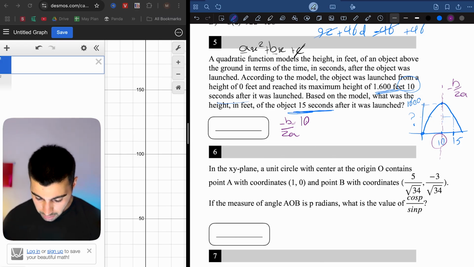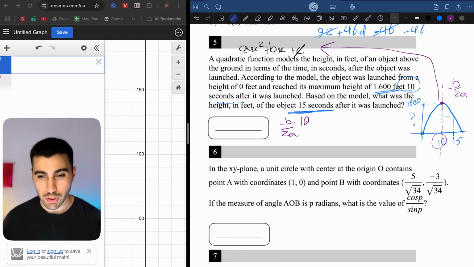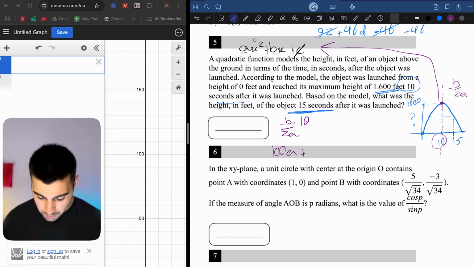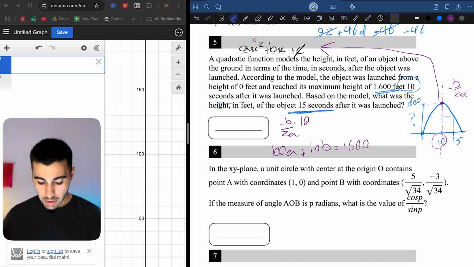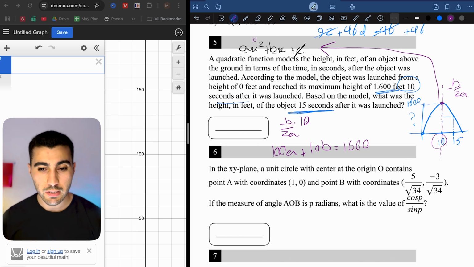The second equation we can write is, we know this vertex point, which is 10, 1600, and we can put that into the function. So I'm going to put 10 into the x. It's going to be 10 squared. So it's going to be 100a plus 10 times b, 10b should be equal to 1600. Now I have two equations, two variables, a system of equations.